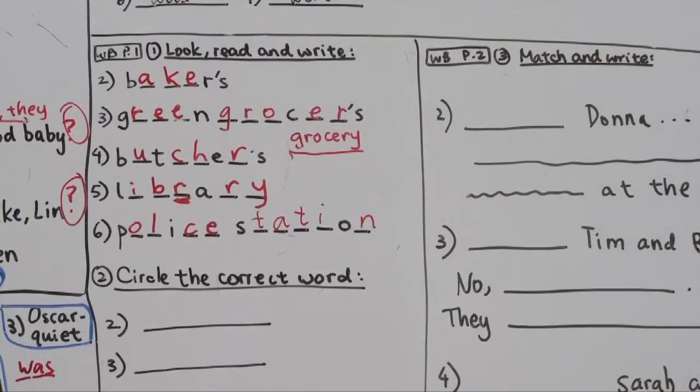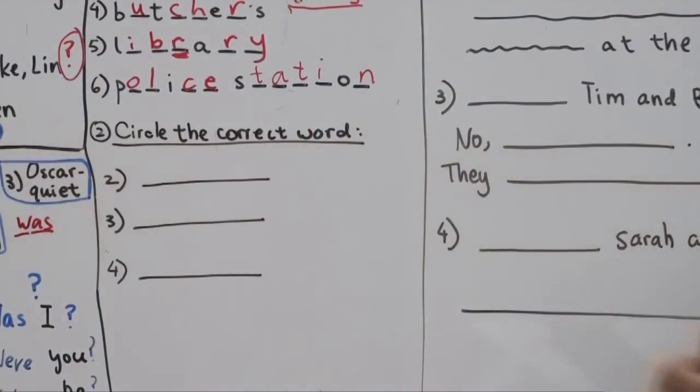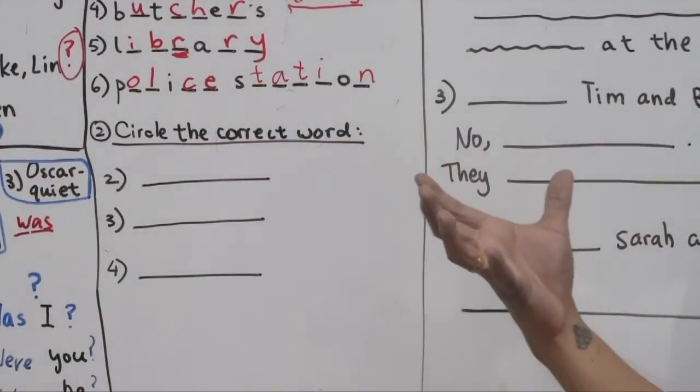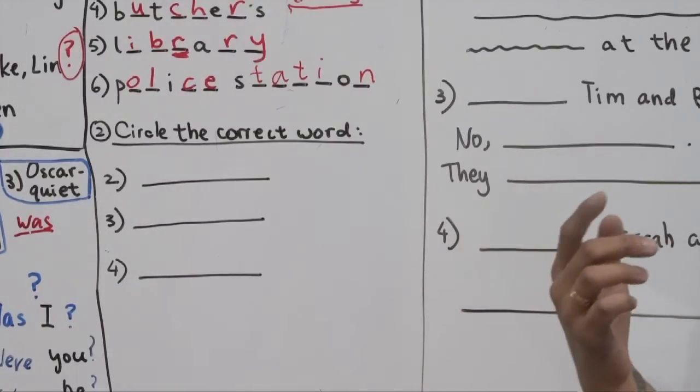Alright, so check your answers, please. Okay, now let's move on to part 2. We have to circle the correct words. We have questions 2, 3, and 4. Very easy, right? So question number 1. You look at the photo and circle the correct word. So the girl is looking very dirty. So in question number 1, we circled dirty.